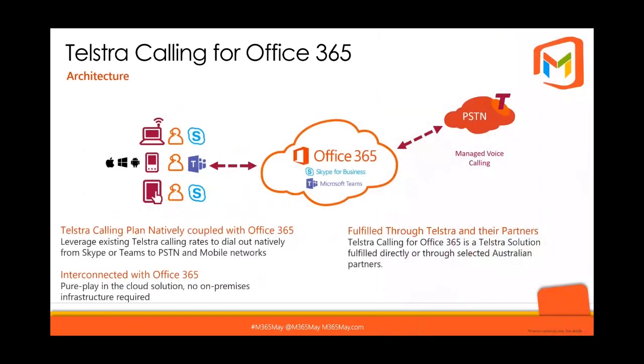From an architecture perspective, not a lot to show. We have Office 365 in the middle there. We have Telstra in Australia, or Microsoft with calling plans sitting behind Office 365 to the right there. And then on the other side, I have my users that could be on a PC, could be on a phone, could be on a touch device of some sort, but they're able to access the PSTN network via Office 365 out to PSTN.